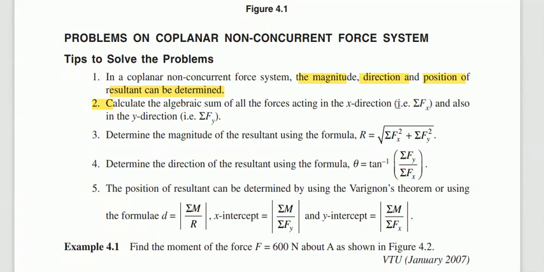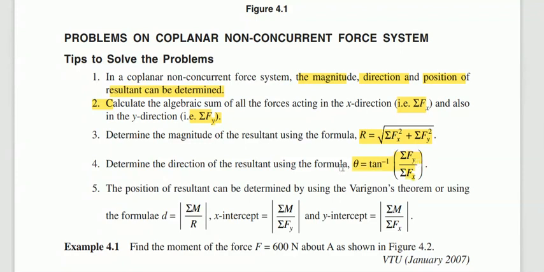You need to calculate the summation of Fx and the summation of Fy. Similarly, the second step is the resultant, using the formula you calculate it, and determine the direction using tan inverse of summation of Fy by Fx.